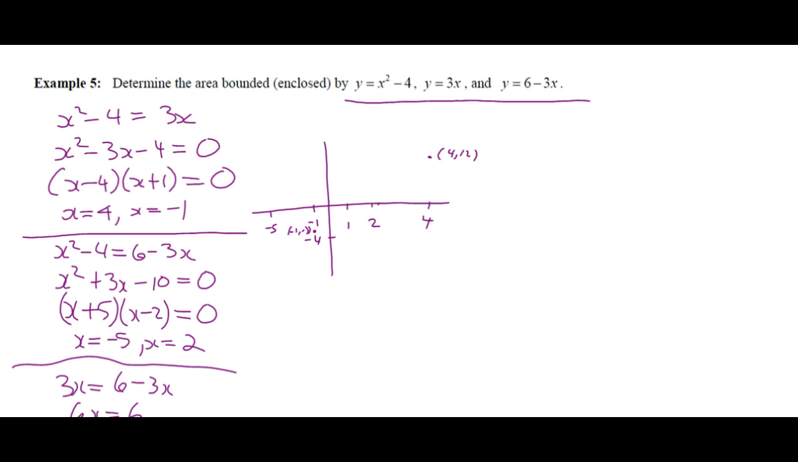And this was just 3x, so the 3x is going to go like this. And at this point and this point, that's where the quadratic is going through it, right? Then we've got x squared minus 4 and 6 minus 3x, so they're at negative 5. Shouldn't 3x go through the origin? Yeah, it should.